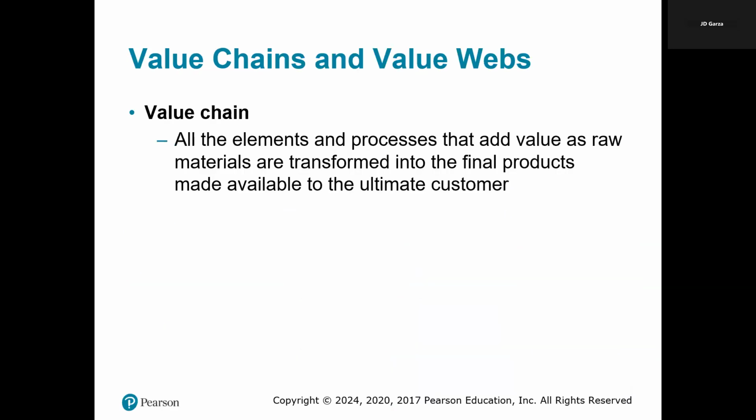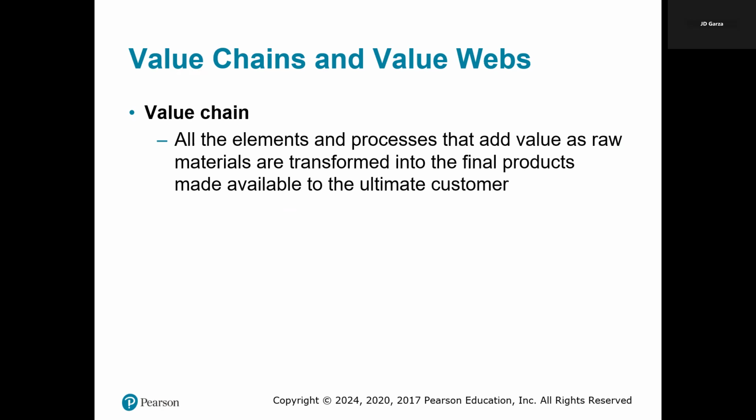So the value chain represents the entire sequence of activities that are involved in turning those raw materials into the finished products that reach the customer. But it also encompasses all of the elements, processes, even the interactions that add value at each step, from the initial sourcing to the final delivery. Now, this value chain is very crucial for identifying those opportunities to increase efficiency, reduce costs, even improve product quality. But ultimately, it enhances that customer satisfaction.